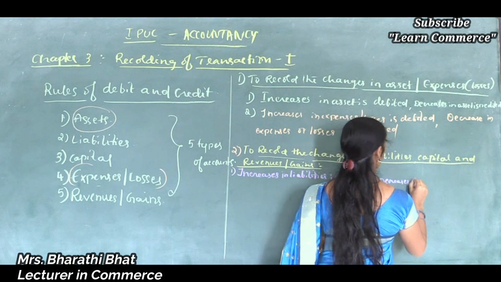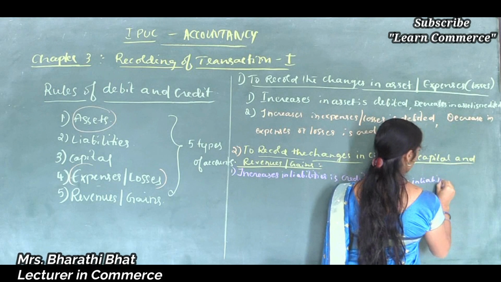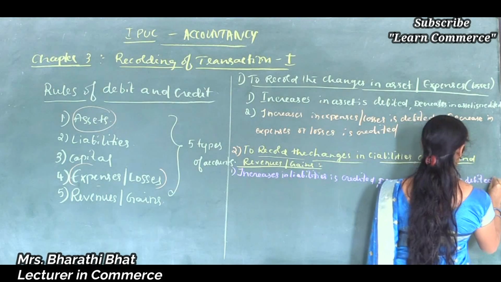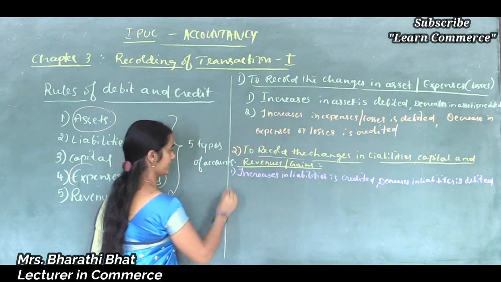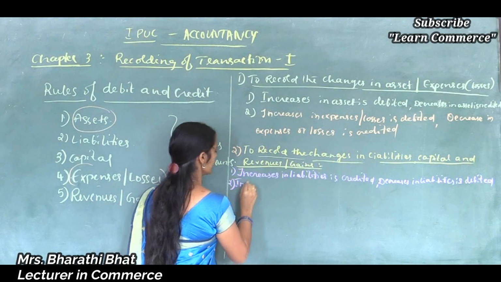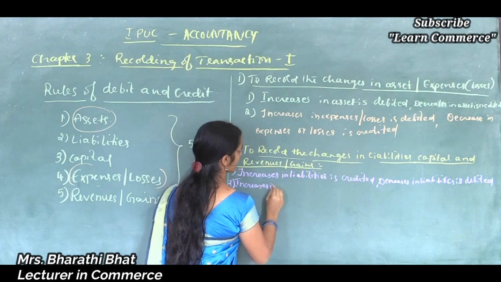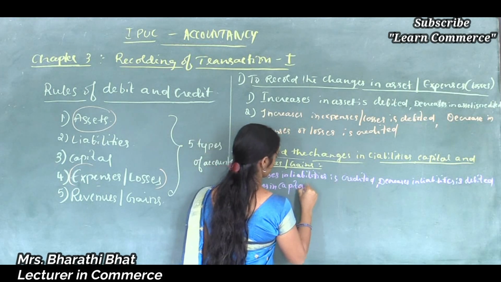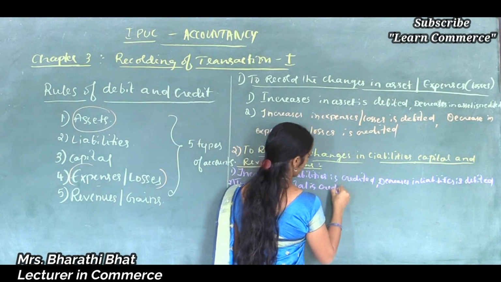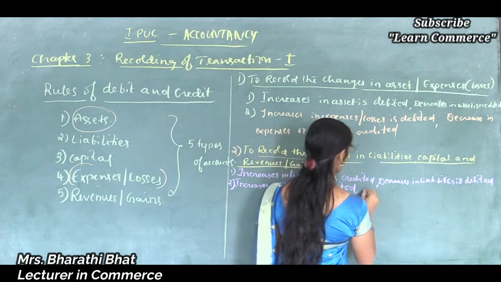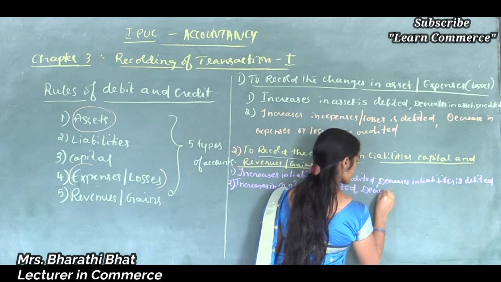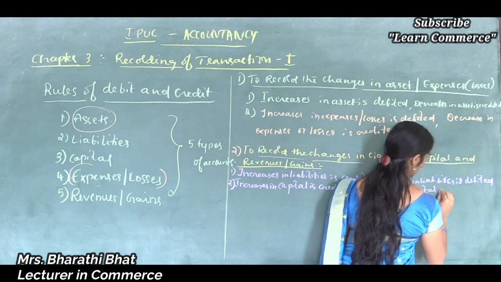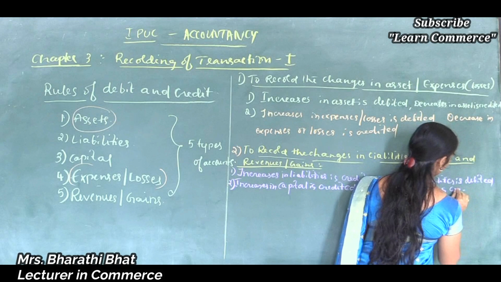decreases in liabilities is debited. And the second one is increases in capital is credited, same rule, and decreases in capital is debited.